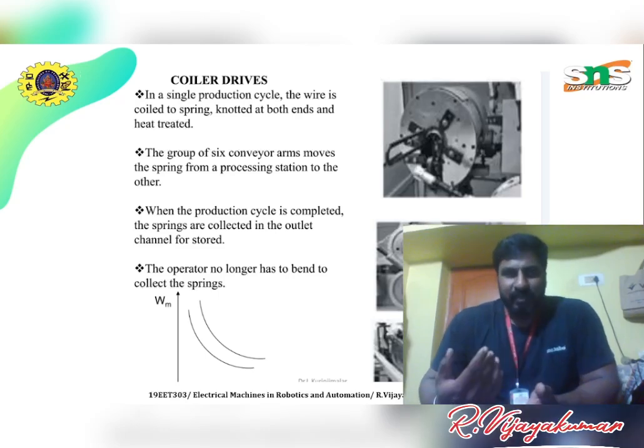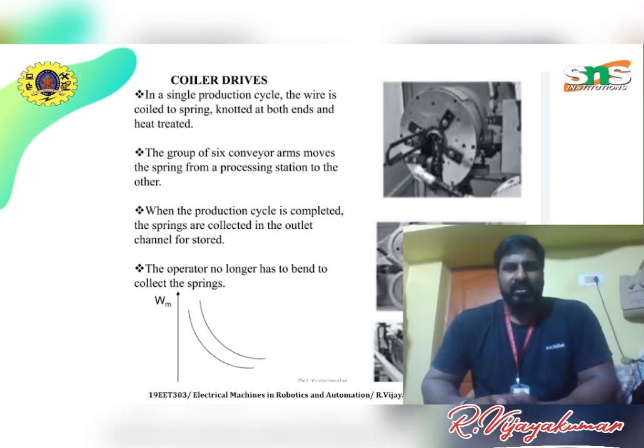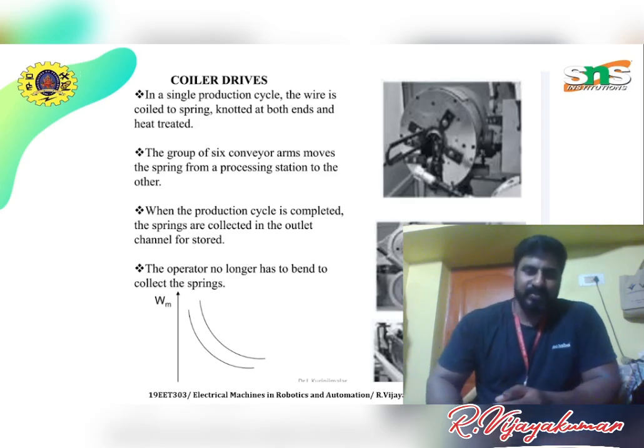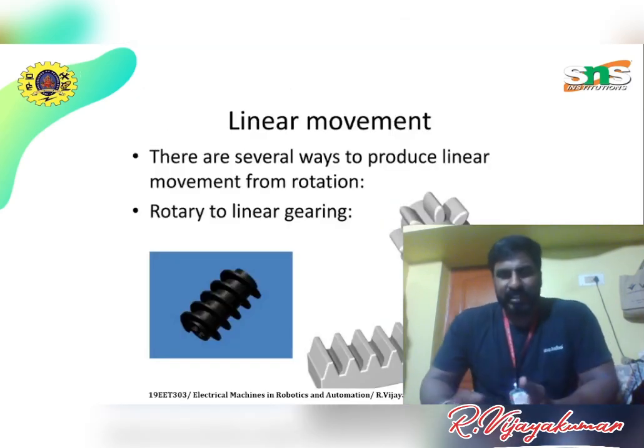And also the coiler drives. In a single production cycle, a spring is knotted at both ends, and a group of 6 conveyor arms move the spring from one processing station to the other. When the production cycle is completed, the springs are collected at the outlet channel for storage. The operator no longer handles the springs. So these are some examples.